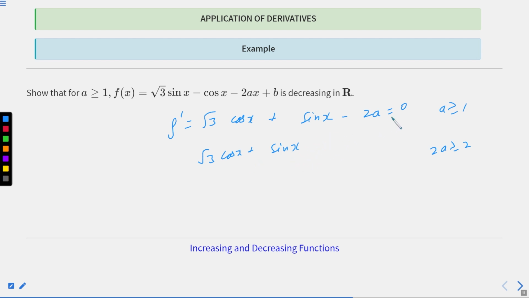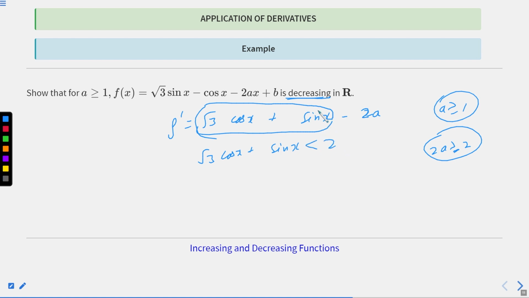Okay, so let me use a different approach. What approach will I be using? As I want to know that it is decreasing, I have to somehow show that the derivative is negative. One thing is already given to me: a is greater than or equal to 1, and 2a is greater than or equal to 2. Now this expression is subtracted from this. If I somehow show that this whole expression is less than 2, then less than 2 minus 2 will be some negative number, and we can conclude that it is negative.